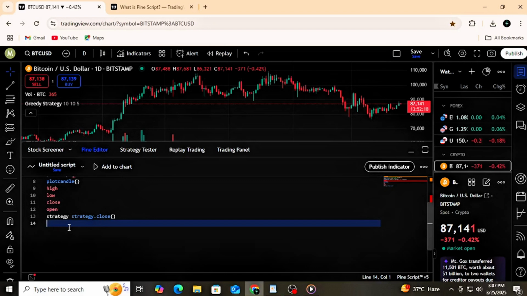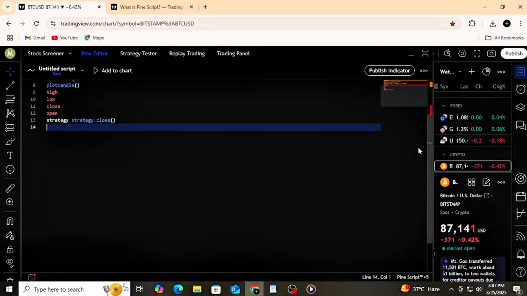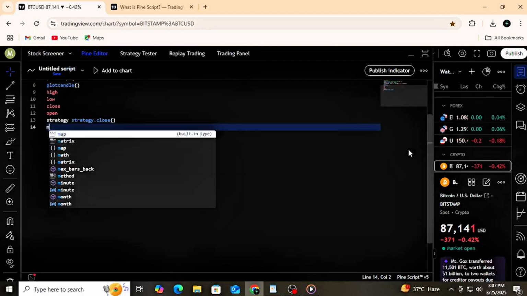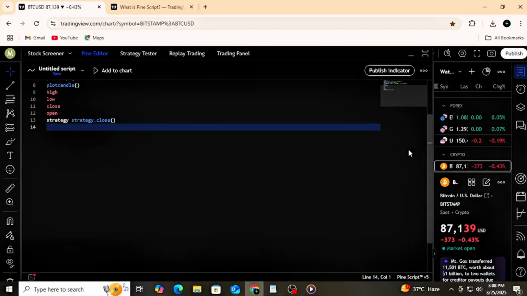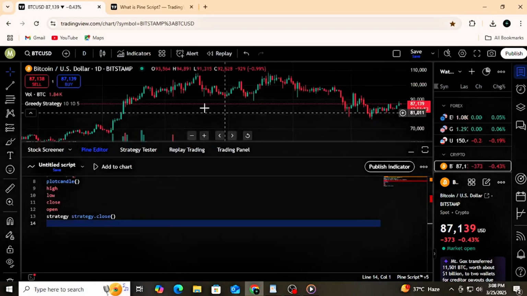decision-making process. A simple trading strategy can be created using moving averages. You can define conditions where a long position is entered when a short-term moving average crosses above a long-term moving average. Similarly, a short position can be entered when the short-term moving average crosses below the long-term moving average. The results of the strategy can be visualized on the TradingView chart.